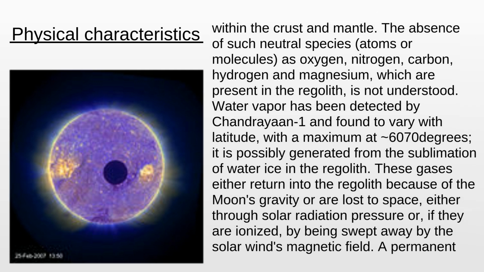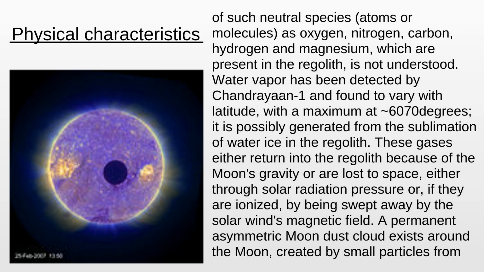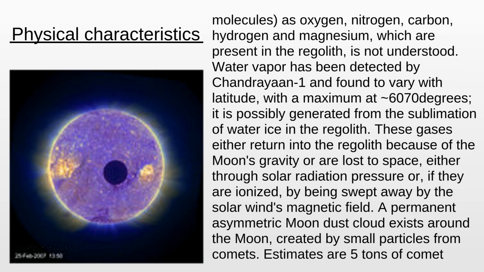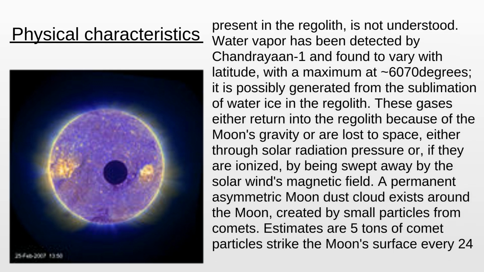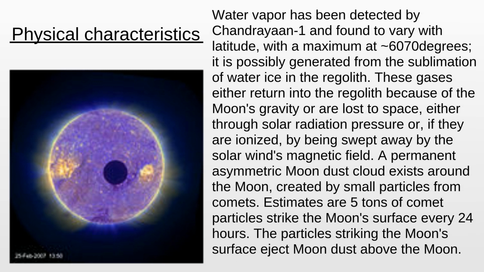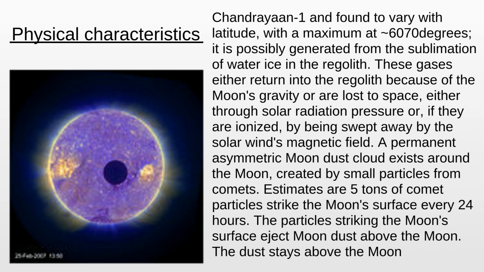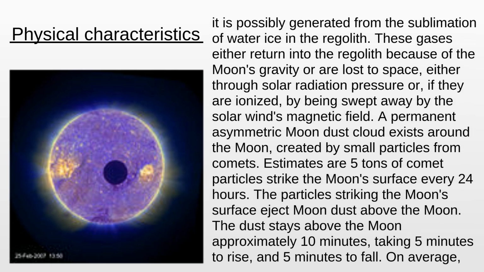The absence of such neutral species, atoms or molecules, as oxygen, nitrogen, carbon, hydrogen and magnesium, which are present in the regolith, is not understood. Water vapor has been detected by Chandrayaan-1 and found to vary with latitude, with a maximum at 60 to 70 degrees. It is possibly generated from the sublimation of water ice in the regolith.